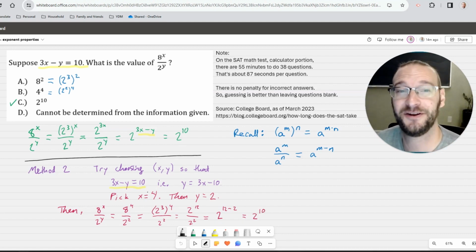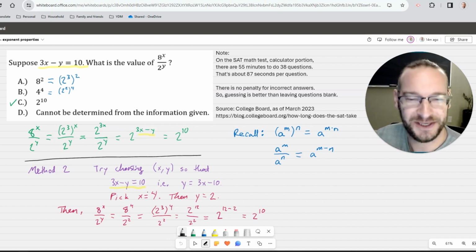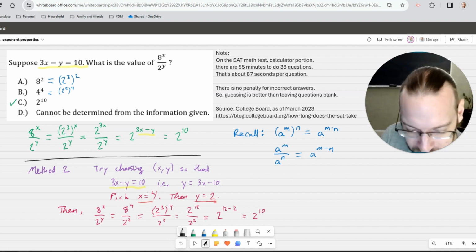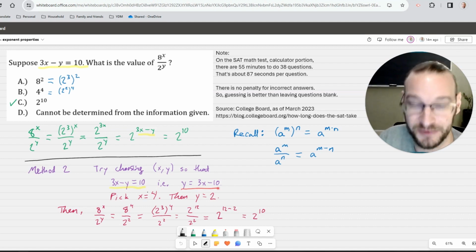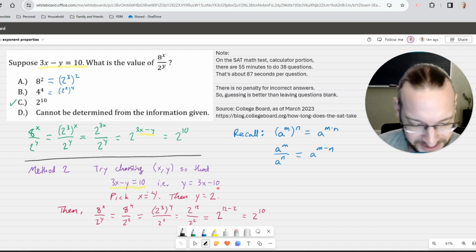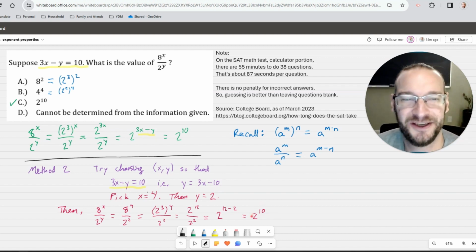All right. Well, that looks an awful lot like answer C, doesn't it? And that wasn't a coincidence. That wasn't just what would have happened if I chose x equals 4 and y equals 2. If I had picked a different pair of x and y as my test case numbers, if you will, and provided my test case numbers satisfy the given purple condition, then in any case, I would have ended up with something equivalent to 2 to the power of 10 once again.